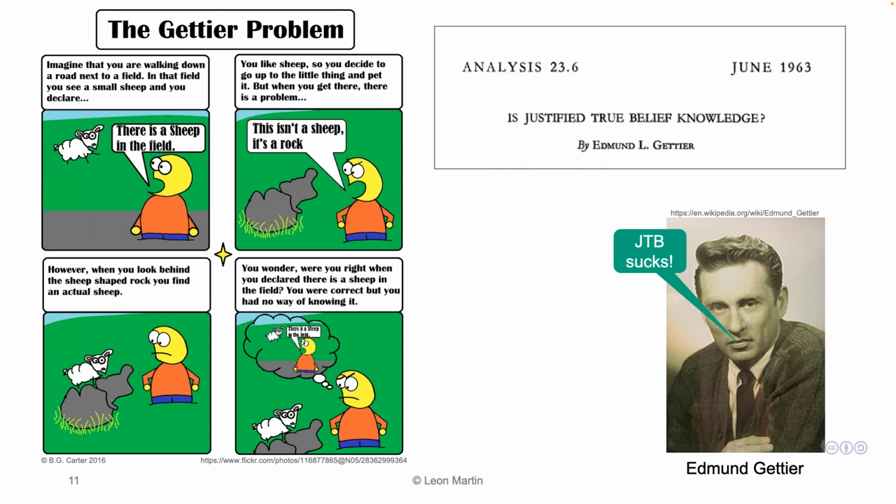because your belief is based on your visual perception. If you then go nearer to that object, you realize it is not a sheep, but a rock that is shaped like a sheep. However, when you look behind that rock, you find an actual sheep. So was your initial belief, there is a sheep in the field, knowledge, because it was justified and true, in fact, because there was a sheep in the field, but it was hidden behind the sheep-shaped rock.